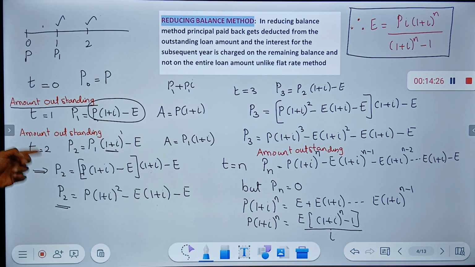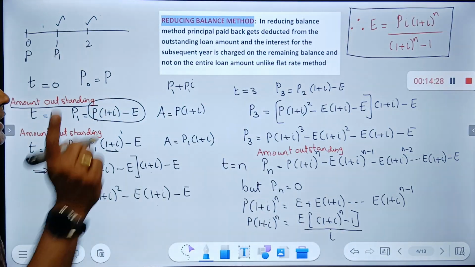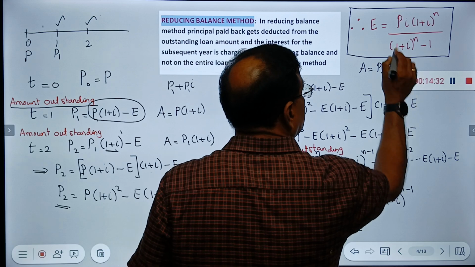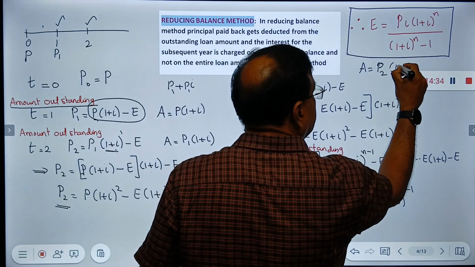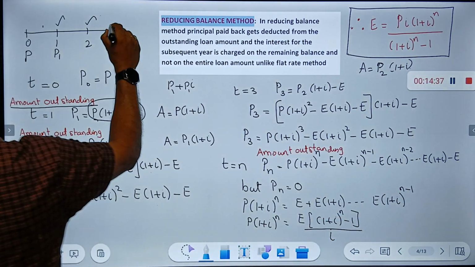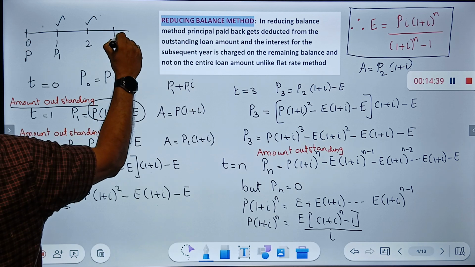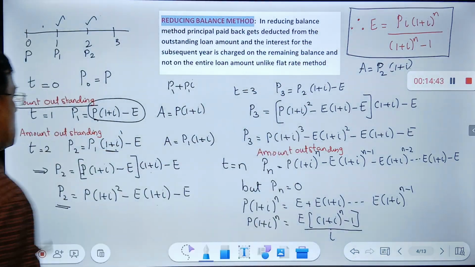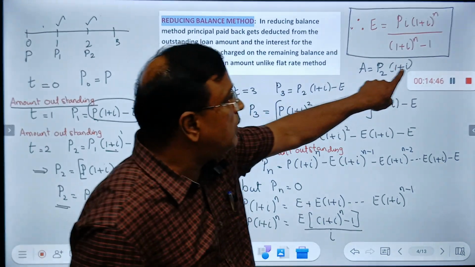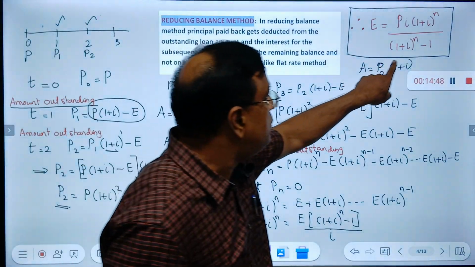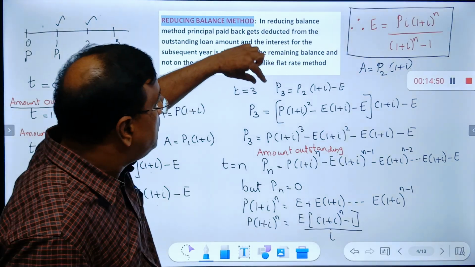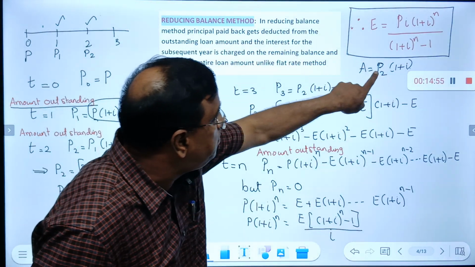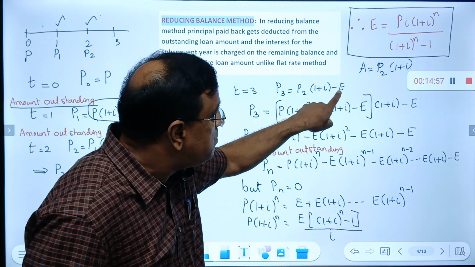Now what you do? Go for T equal to 3. Now what is T equal to 3? Your amount will be P2 into 1 plus I, correct? Because you are here and this is P2 and this is my principal for that month, right? So amount will be P2 into 1 plus I. Once it is P2 into 1 plus I, what is my amount outstanding at the end of the third month? It will be P2 into 1 plus I, this amount minus the EMI.